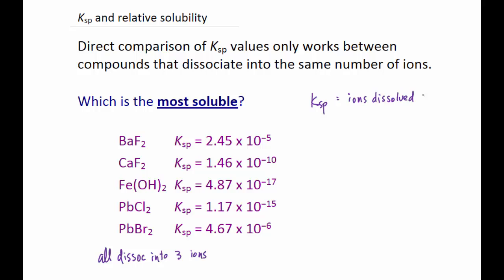What's more important to look at, though, the number in front or the power of 10? The power of 10 you should look at first. Which of these is the largest power of 10 listed here? Yeah. Okay. So this one is the most soluble of these.